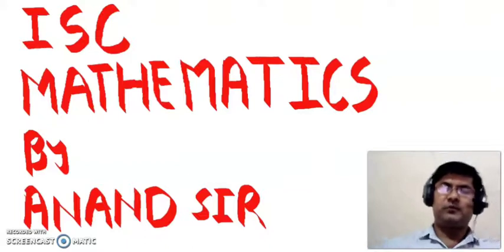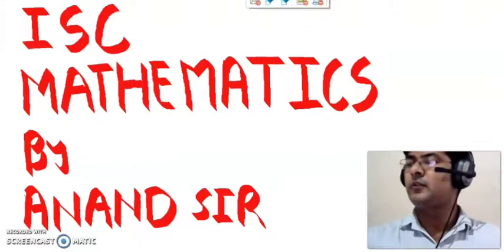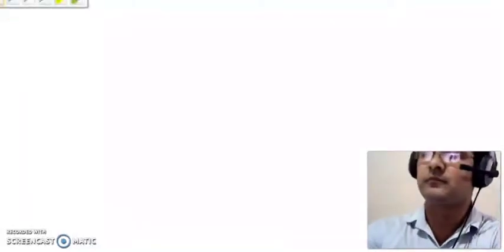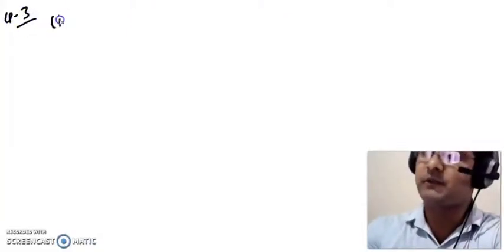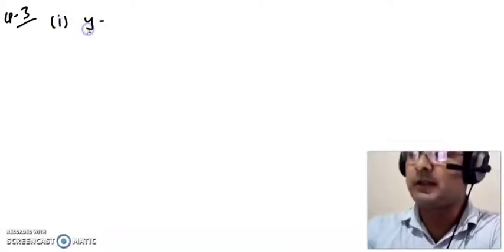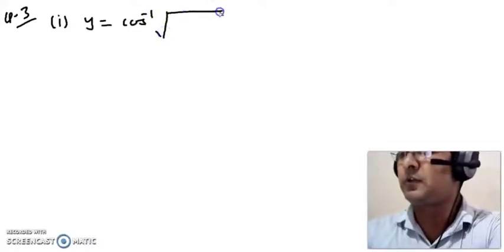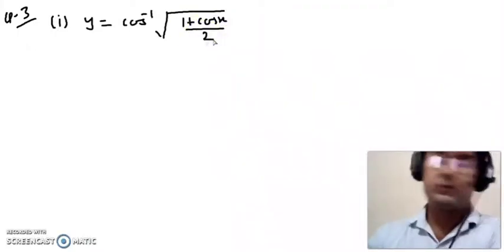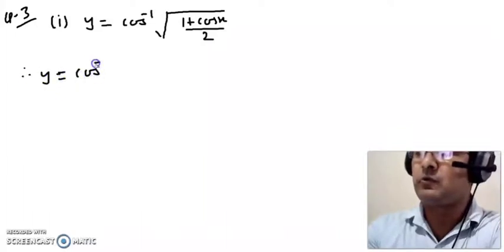Okay, now let us move. Question number 3. In question number 3 we have first question, that is y is equal to cos inverse square root of (1 plus cos x) upon 2. Therefore y is equals to cos inverse.